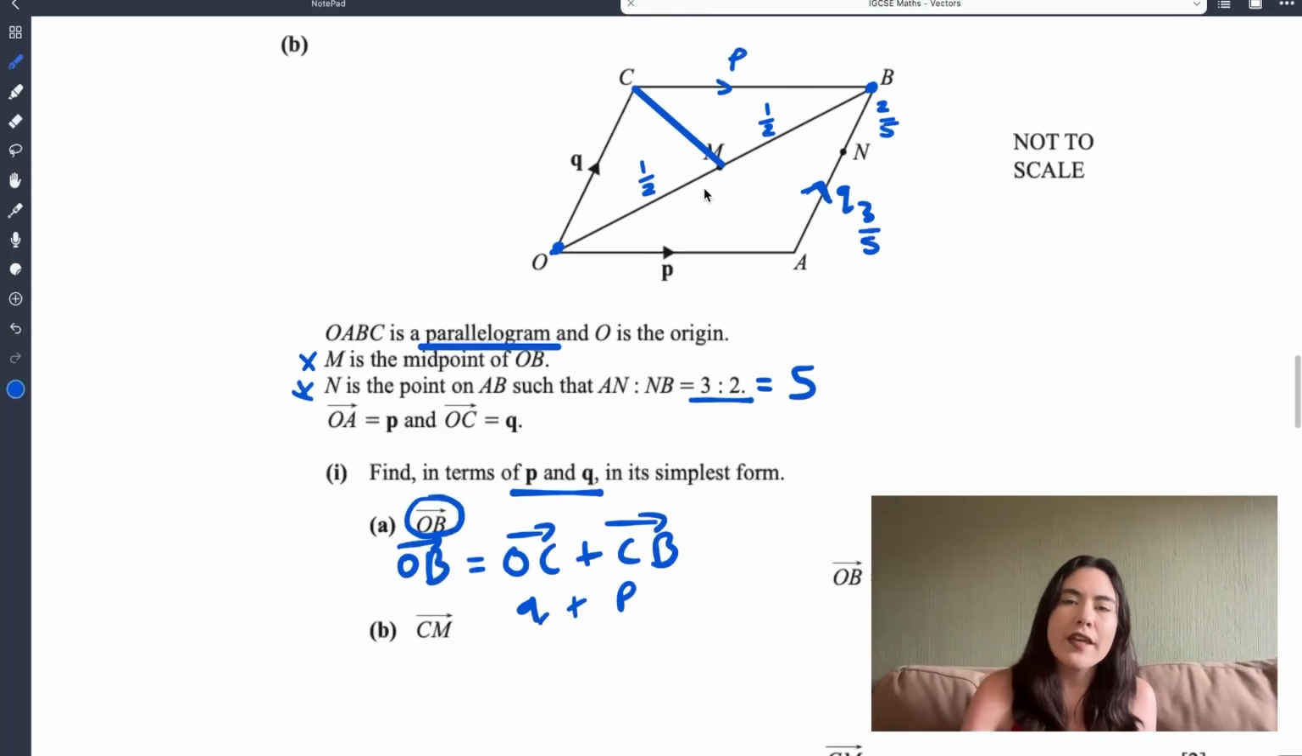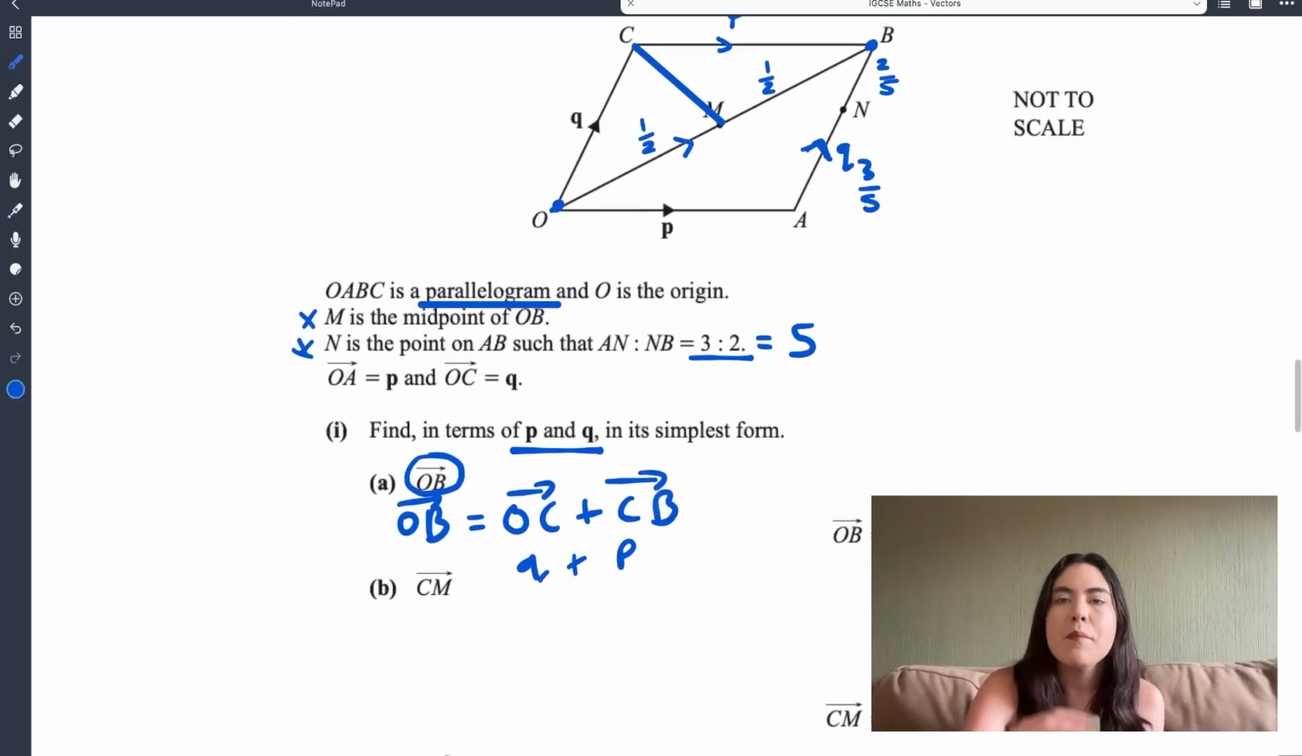Okay, so again, we can't go straight from C to M, so we're going to have to go the long way around. So we're going to go from C to O and then O to M. Again, you can also go C to B and then B to M. The only reason that I am choosing C to O and then O to M is because my positive direction is OB, which is this way. And I'd much rather have a positive direction with a more complicated line. All right, but again, just make sure that you consider your directions.